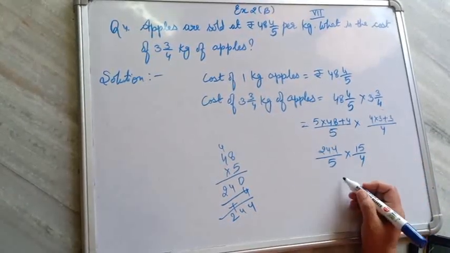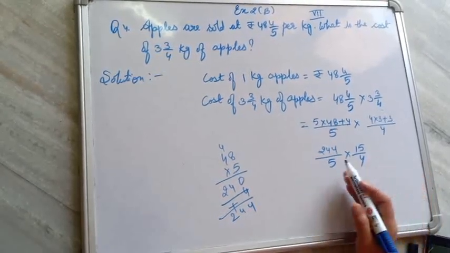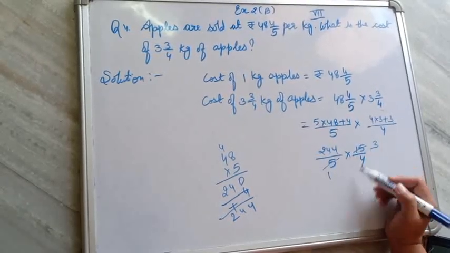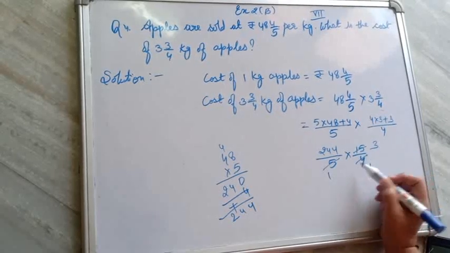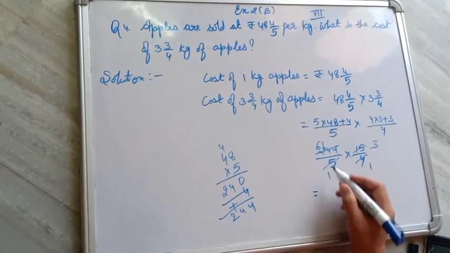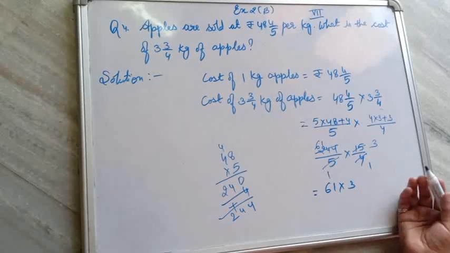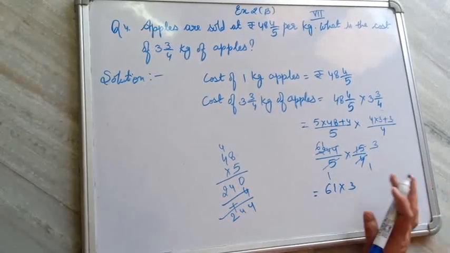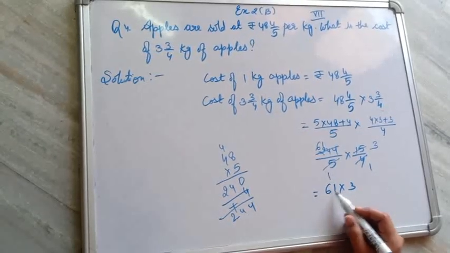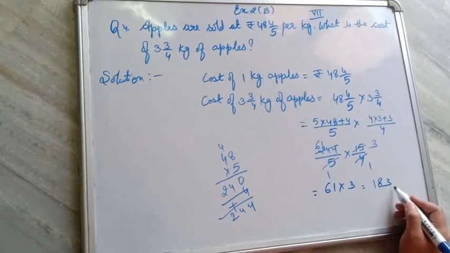Now if they can cancel, then we can, otherwise we can multiply them. But as we can see, 5 1s are 5, 5 3s are 15, cancel हो रहा है. 4 1s are 4, 4 6 are 24, 4 1s are 4. So अब क्या रहेगा, 61 multiplied by 3 upon 1 into 1. You can write it, और लिखना ऐसा कोई ज़रूरी भी नहीं है. Now 61 multiplied by 3, 3 1s are 3, 6 3s are 18, 183.